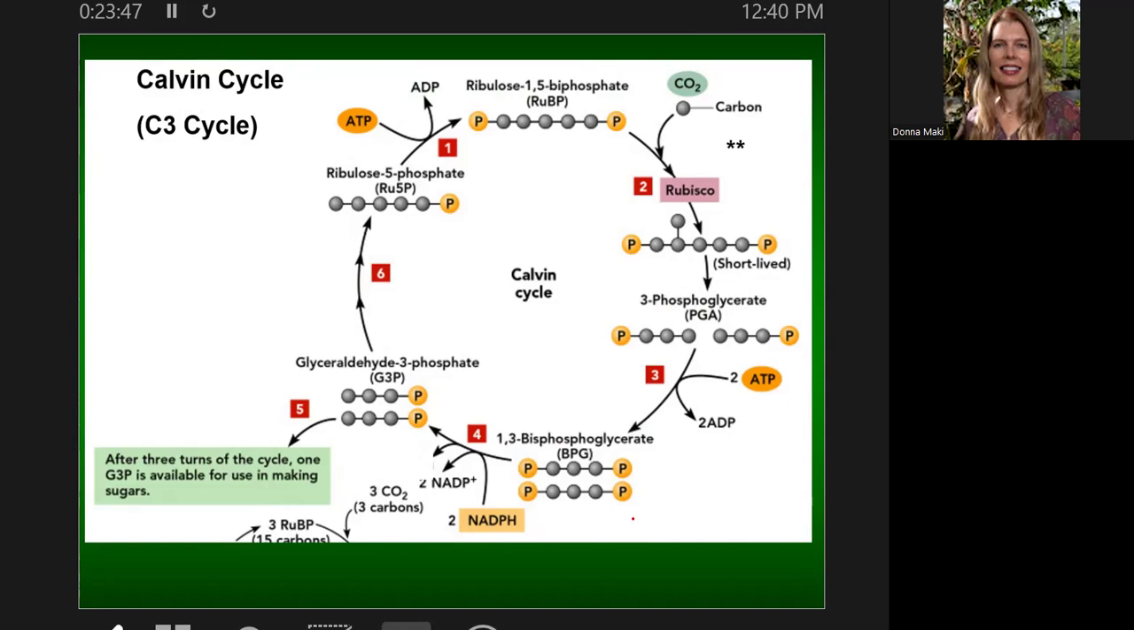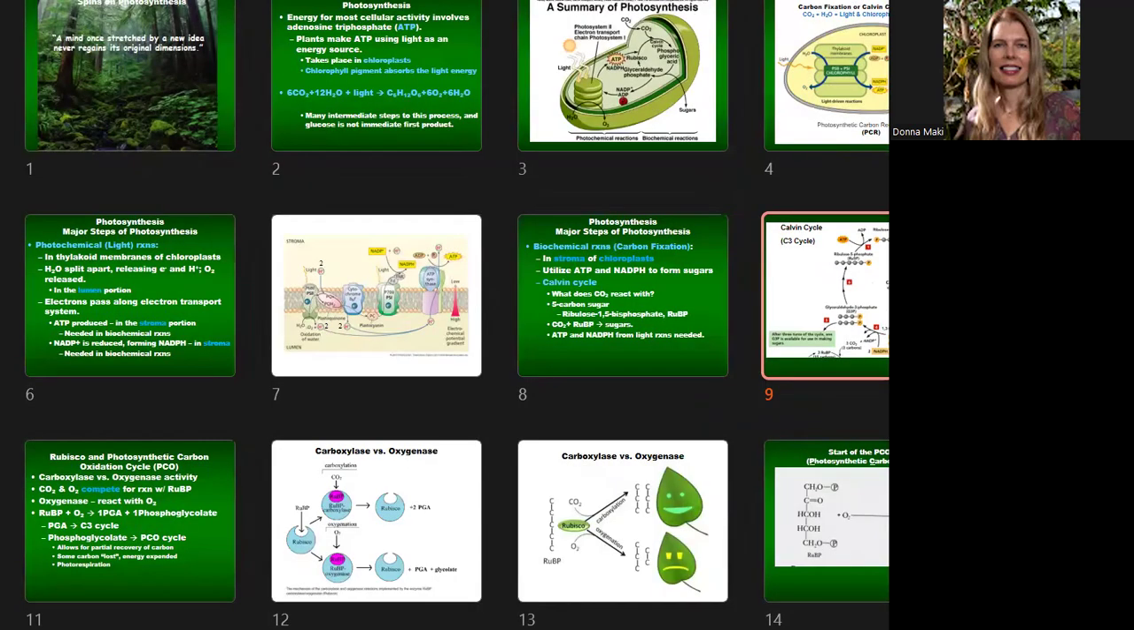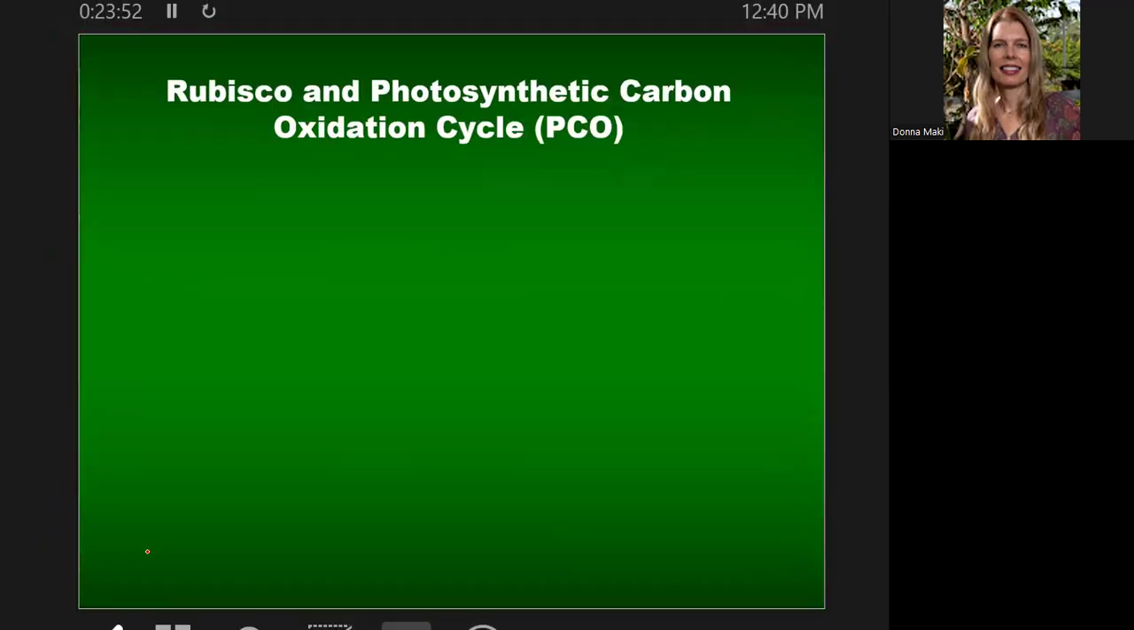Okay, so Rubisco is a funny enzyme. So, the photosynthetic carbon oxidation cycle. Sometimes Rubisco, most plant physiologists would say, makes a whoops, makes a mistake, and you'll get the kick in of this cycle, the photosynthetic carbon oxidation cycle.